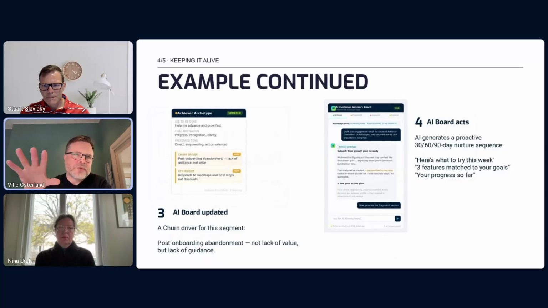The data tells you something is wrong. Real customers tell you why. And then AI helps you turn that into action overnight. And I think that's the future that we're now looking at, between the real customer dialogue and the AI.